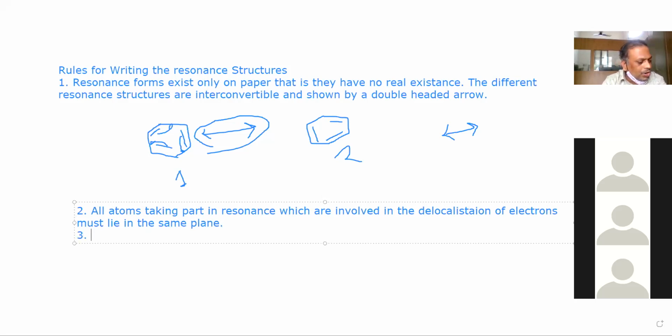Rule number 3: all resonance structures should have the same number of unpaired electrons.